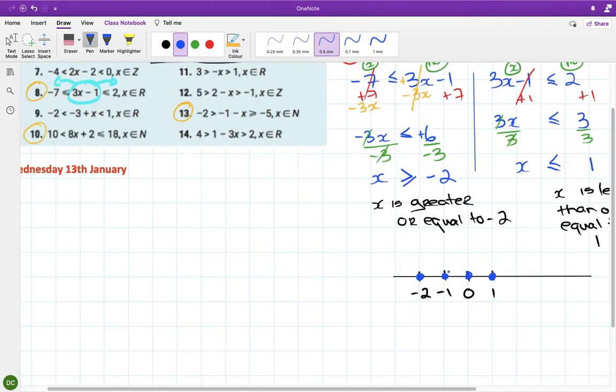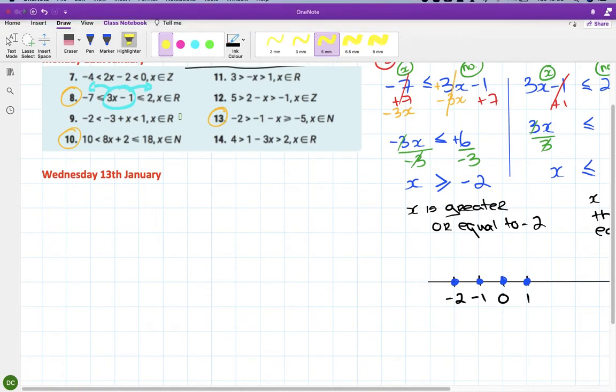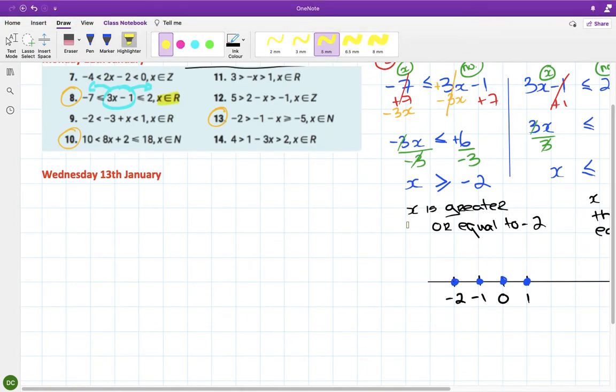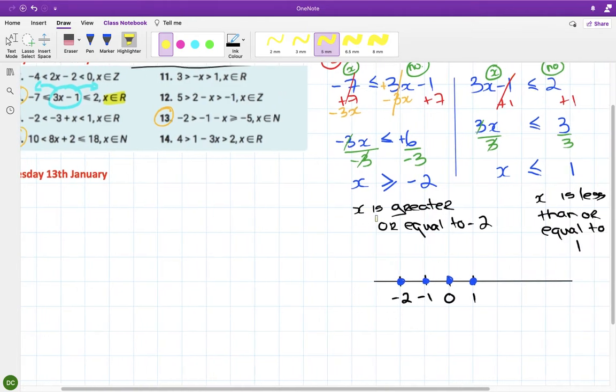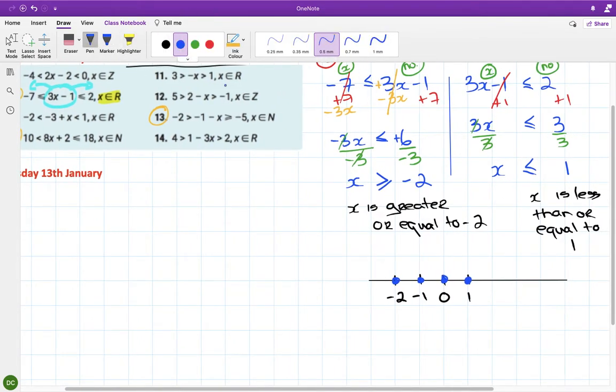And then I need to go back, excuse me, to the question. Look here. So x is an element of real, so do I colour in the line or not? I do, because real numbers include fractions and decimals. So you need to colour in. And that's the first one.